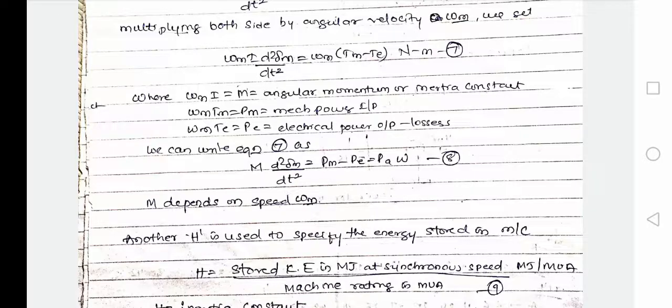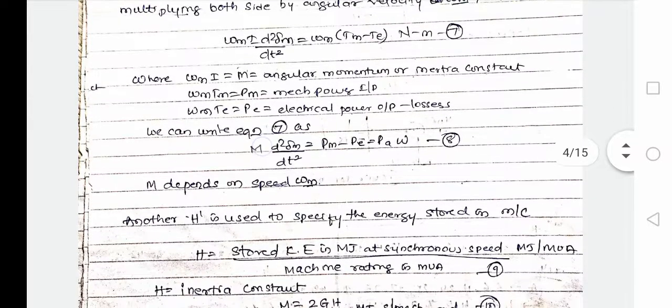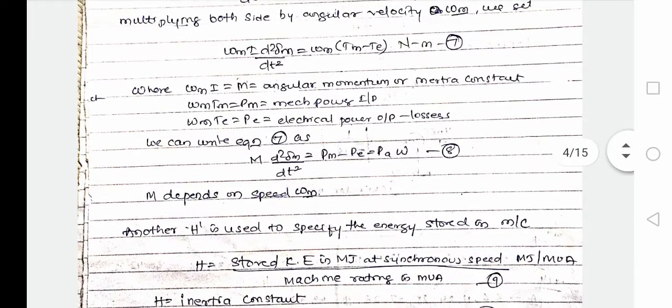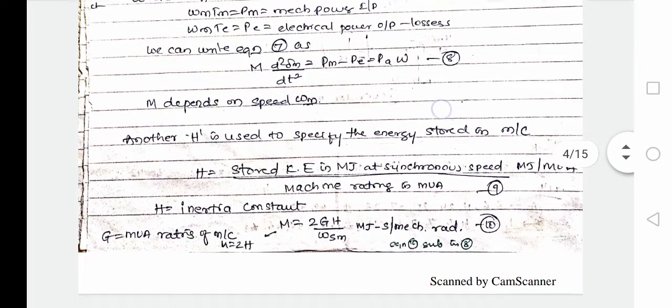Here instead of writing omega m into I, we have written it as m, and m depends upon the speed omega m, and Pm minus Pe we can write as Pa. That is the accelerating power with respect to that generator, that is Pm minus Pe in terms of watts. Take it as equation number 6.